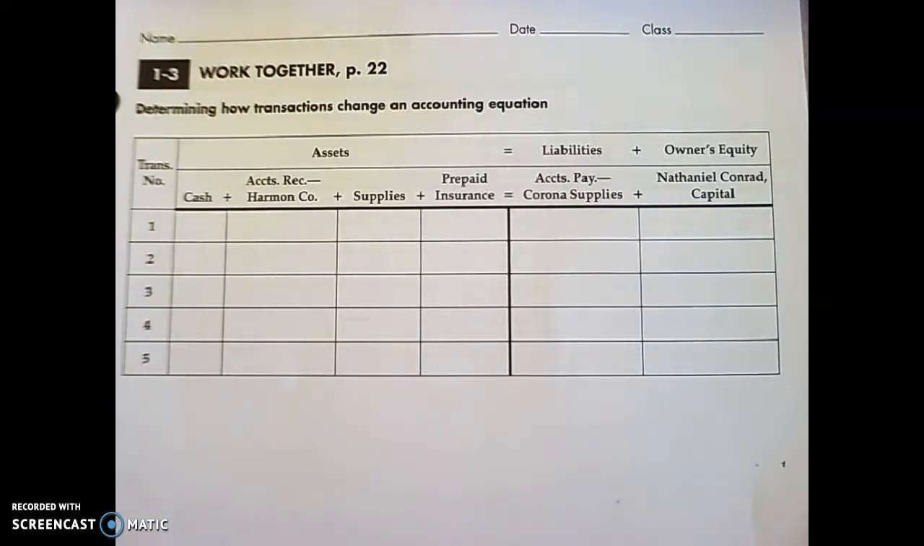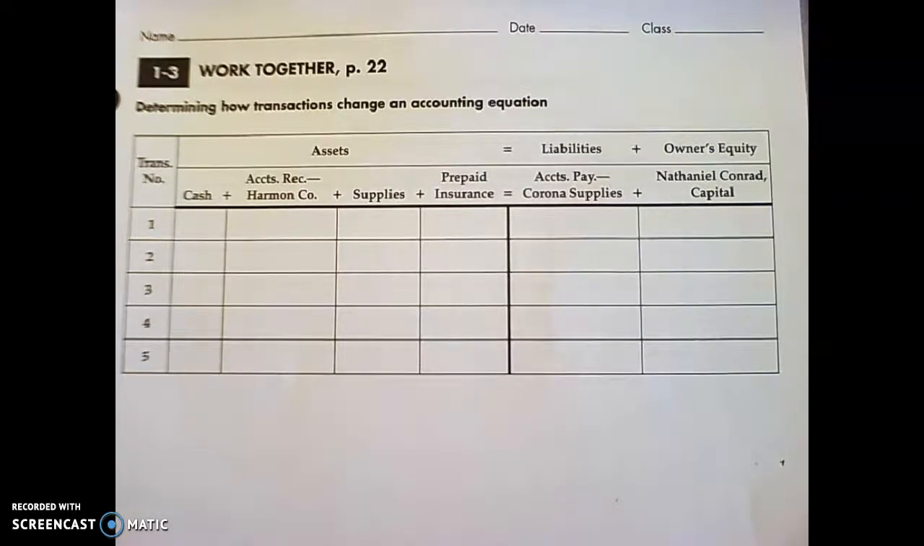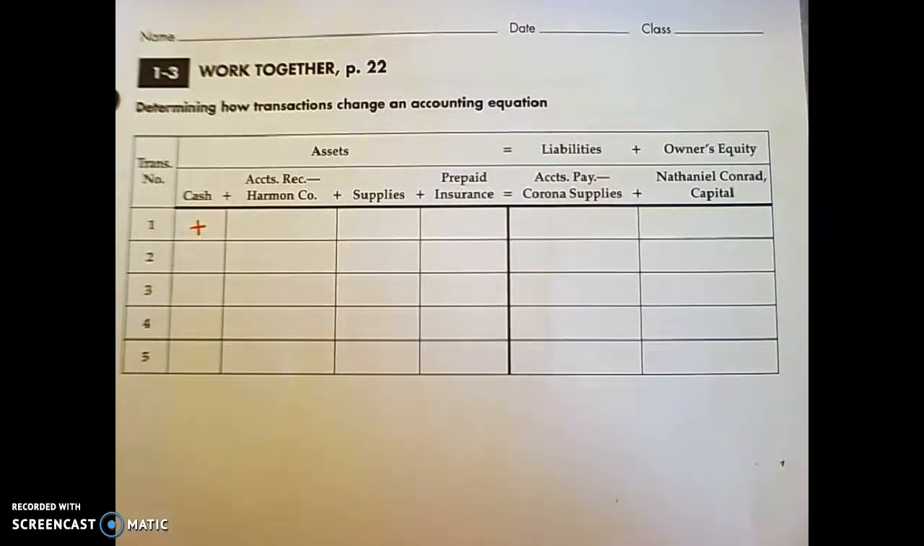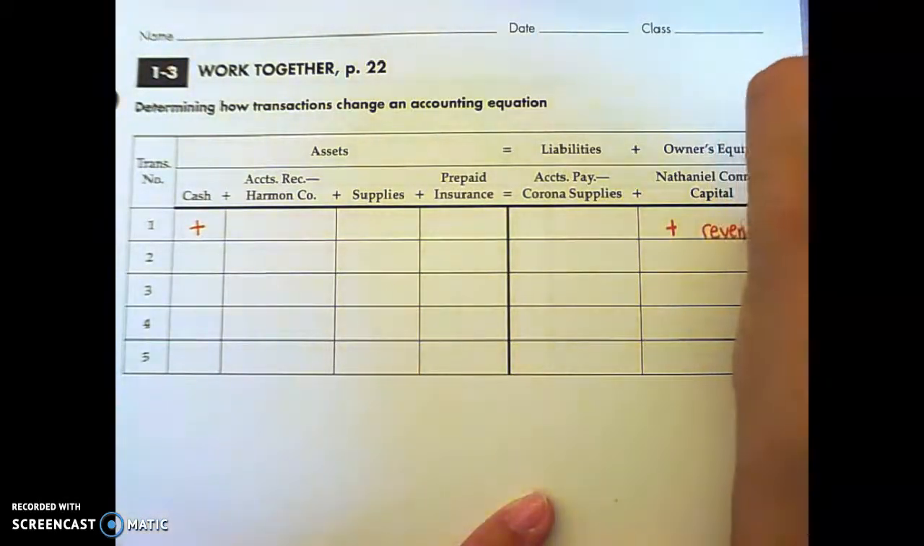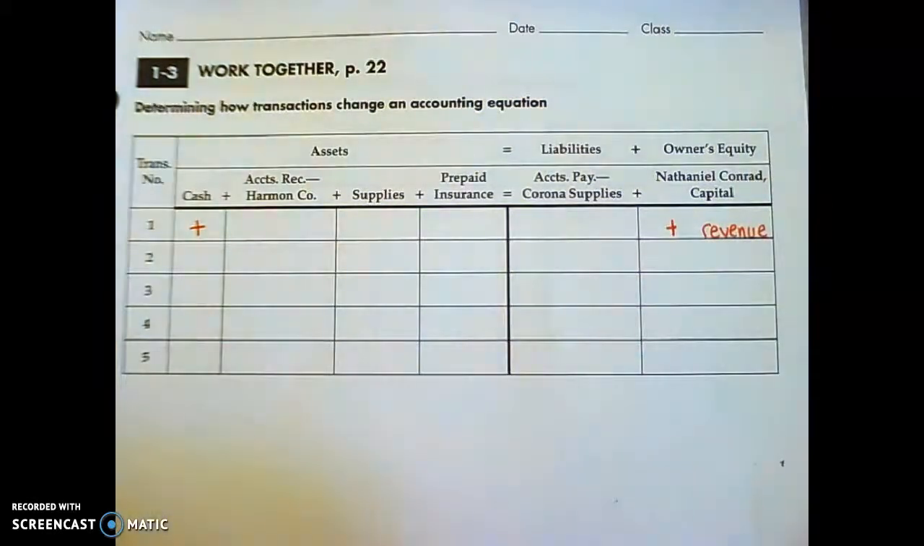So I'm going to jump right into the transactions for the work together on page 22. The first transaction, it says received cash from sales. So what we will do for this one, we received cash, so we will go ahead and put a plus in for cash because our cash is increasing. And then we received cash from sales. That is actually going to be affecting our capital account. And I am going to write revenue next to it because when you do the application problem, you will need to classify it as either revenue, withdrawal, or expense. So it's increasing our cash and increasing our capital account since we made some money. We made a sale, which is classified as revenue.